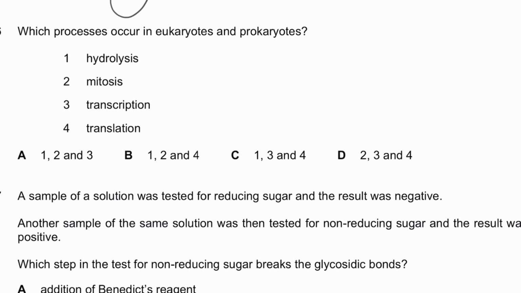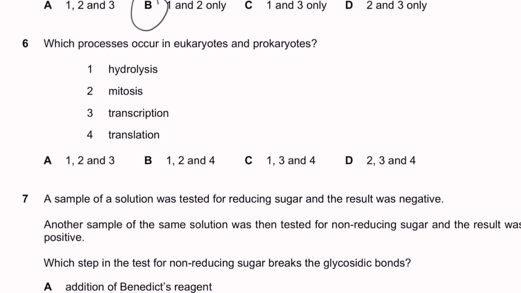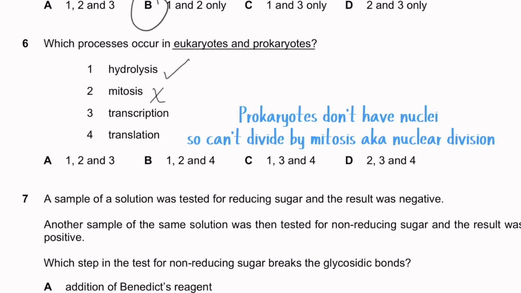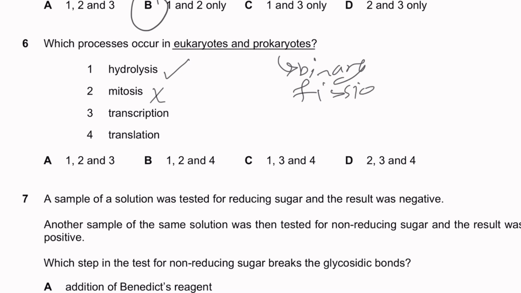Which process occurs in eukaryotes and prokaryotes? Okay, so in eukaryotes and prokaryotes, hydrolysis does happen in both. Mitosis does not happen in both, because prokaryotes do not divide by mitosis, they divide by binary fission, which a lot of people may confuse for mitosis, but it's not, okay? Binary fission. So no, mitosis does not happen. Transcription, translation, yes, because they both carry out protein synthesis, so it's 1, 3, and 4.